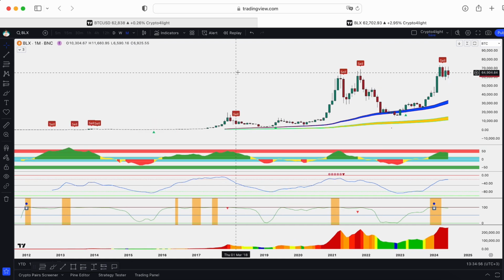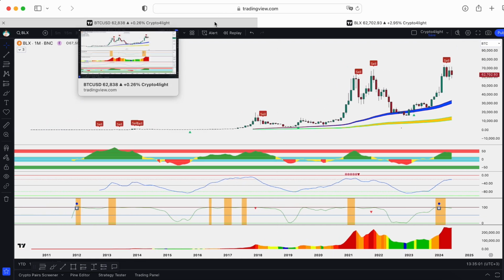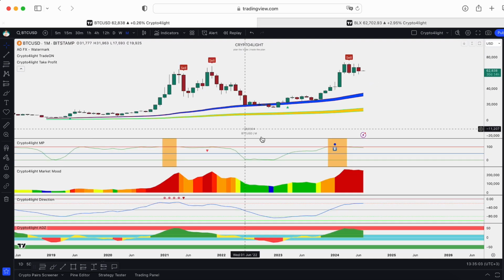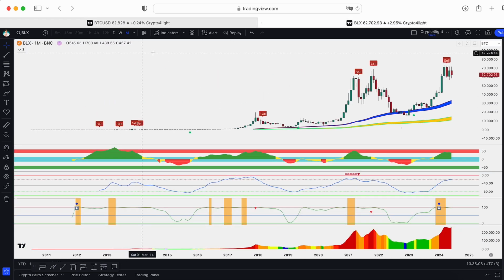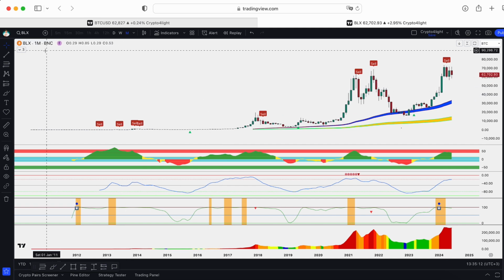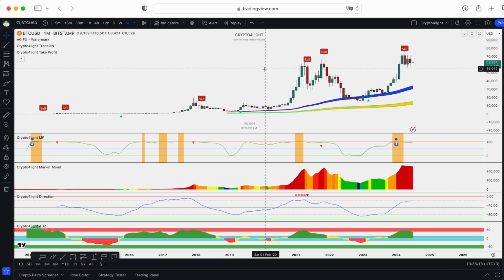So basically, this is just one difference. And like you can see, all the data is pretty similar on a monthly time frame. That's why we can close the BLX. You can use BLX just to track what happened in previous cycles for Bitcoin since genesis. Let's close this one and take a look.